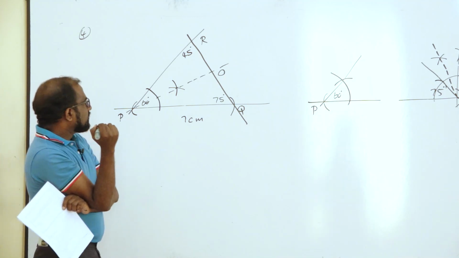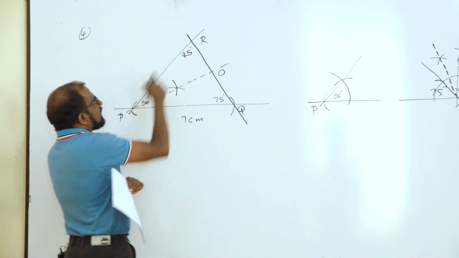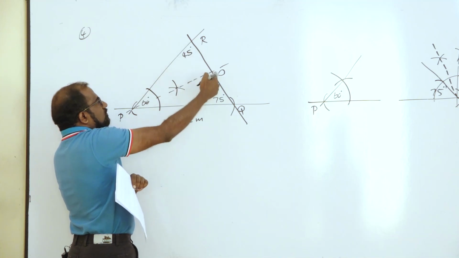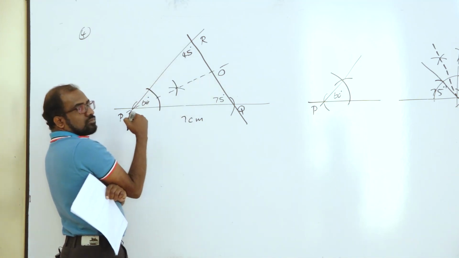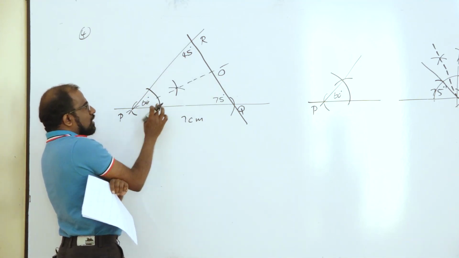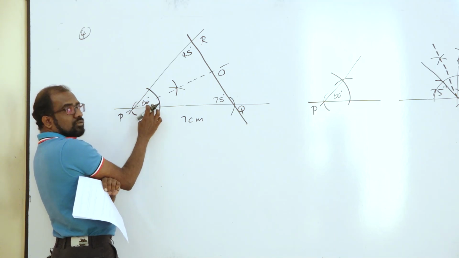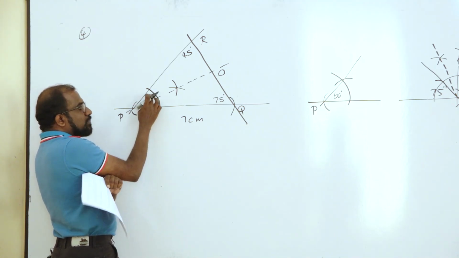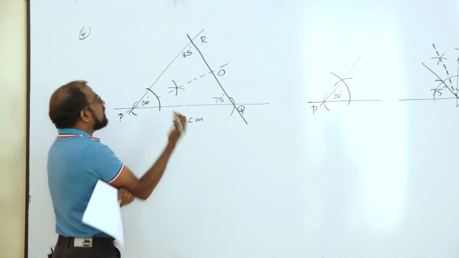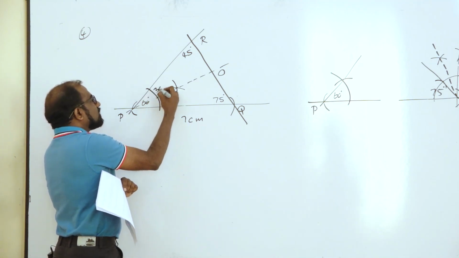Right? Then, think of the PRO triangle. In the PRO triangle, this one is 45. The 60 degree angle is bisected. A bisector divides an angle equally, so this angle again is 30.